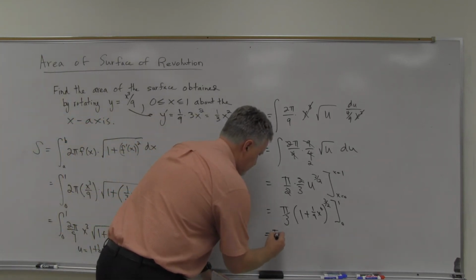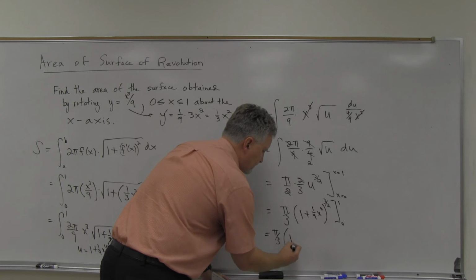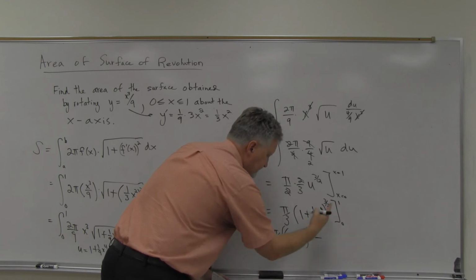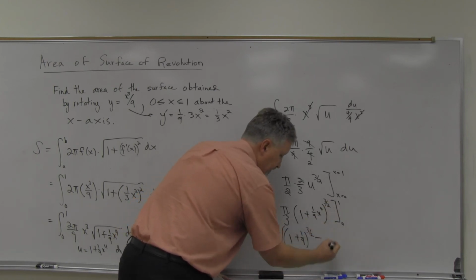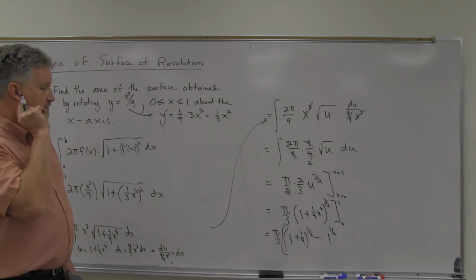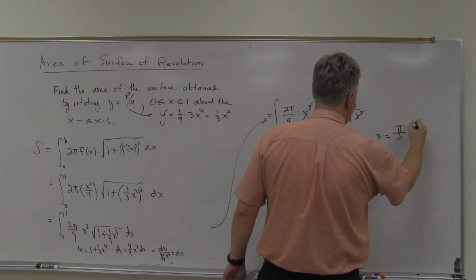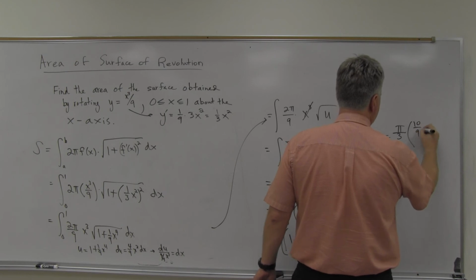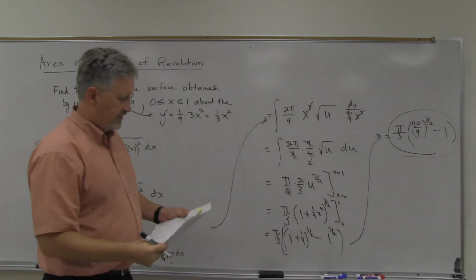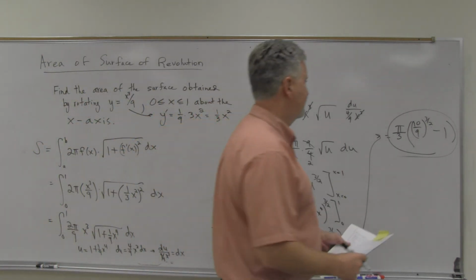Okay, so let's just leave pi over 3 out here. So it's pi over 3, plug in 1, 1 to the 4th is 1, so it'd be 1 plus 1/9 to the 3/2, minus, plug in the 0, that's 1 plus 0, so that's 1 to the 3/2. Again, we got a minus 1. What's 1 plus 1/9? 10/9? So we have 10/9 to the 3/2 minus 1. So that's a pretty good answer. But, again, they will probably simplify that. If you got that, that's okay.